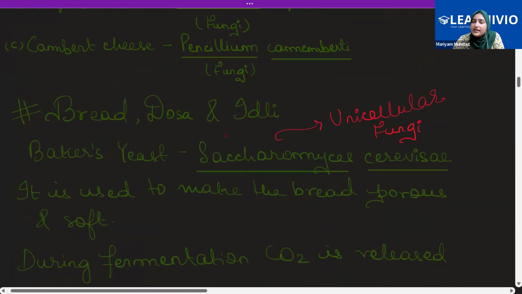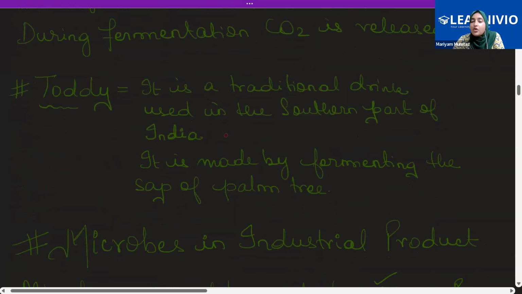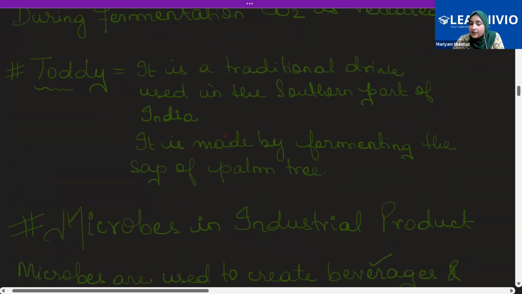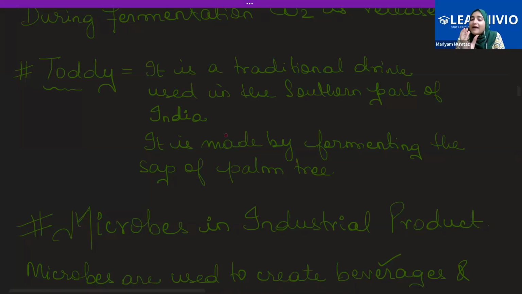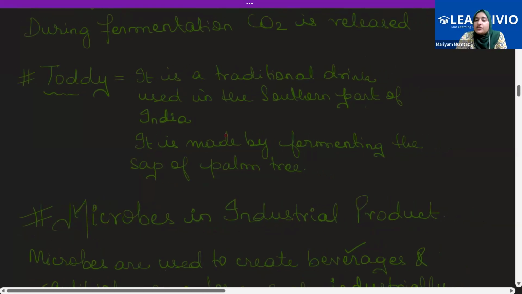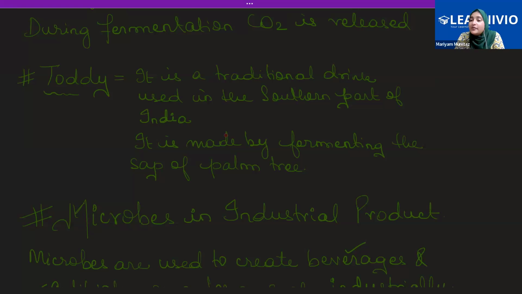The same goes for dosa and idli batter also. Then comes toddy. Now, toddy is an alcoholic drink used in the southern parts of India, and it is made by fermenting the sap of the palm tree. It's like a delicacy of that area, a very famous thing in the southern parts of India. So that is again made by the fermentation process. So you people understand that microorganisms are capable of fermentation, which yields us a lot of products that way.